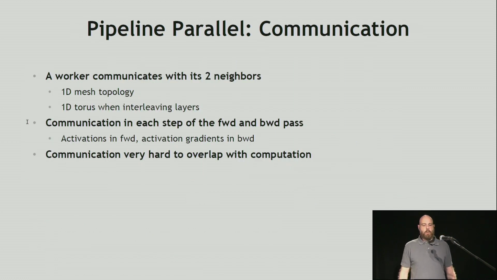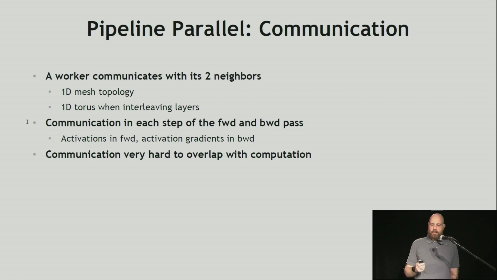Okay, so communication that's involved with pipeline parallel. In this case, a worker communicates only with 2 of its neighbors. So 1D mesh topology is sufficient. You need a 1D torus if you use the layer interleaving approach. Communication now is needed in both the forward and backward passes after each layer. To contrast that with data parallel, we just needed communication before the weight update.